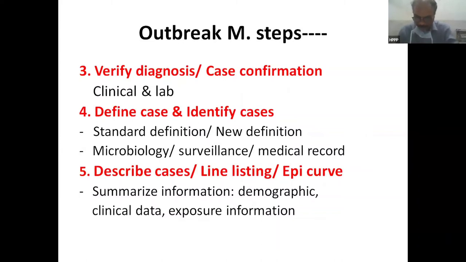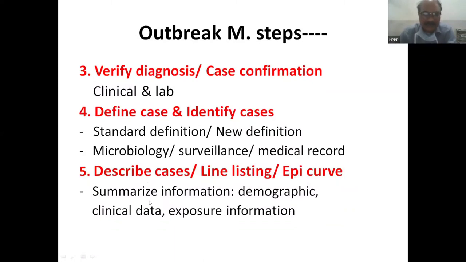Okay, all right. So the other steps are verifying the diagnosis or case confirmation. This is based on the clinical records and laboratory findings. So you can confirm the case, and then you have to define and identify more and more cases. For defining a case, you can adopt any standard definitions, or you can devise new definitions based on clinical and microbiological data. For identifying more and more cases, you can rely on microbiology reports, your surveillance data, or your clinical medical records.